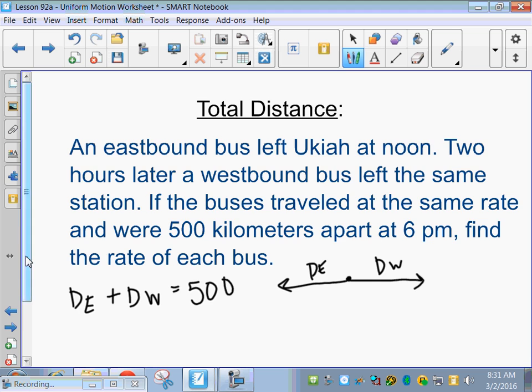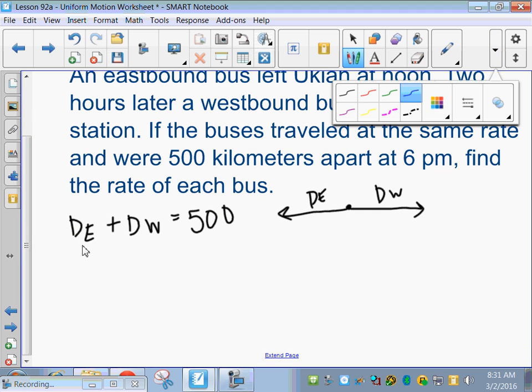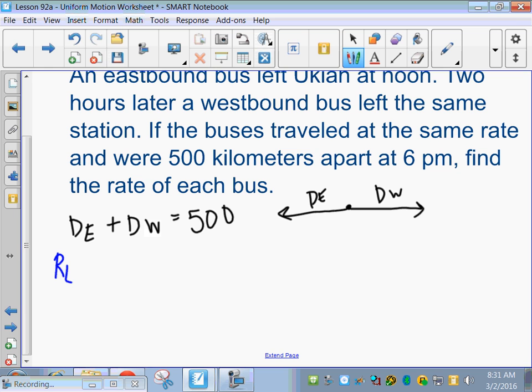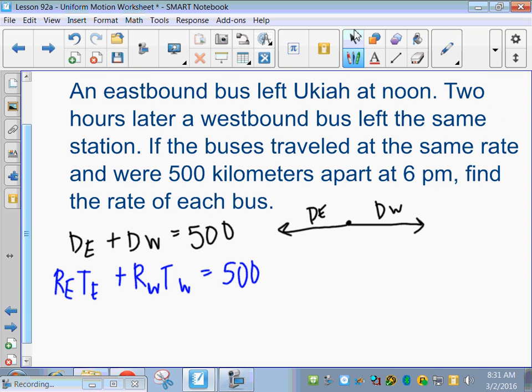All right, we replace every single time our distances with rate times time. So rate of the east times time of the east plus rate of the west times time of the west is 500. All right, so it says that the eastbound train left at noon, and we're ending this at 6 p.m.